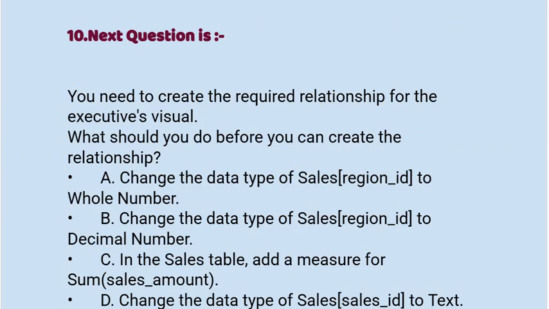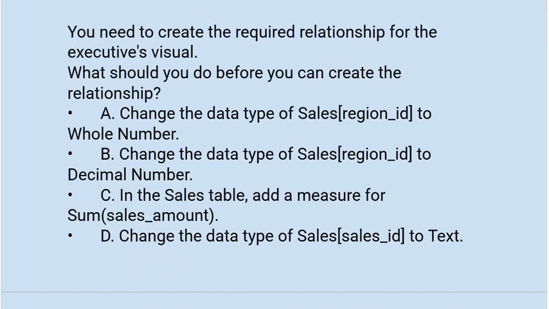Question is, you need to create the required relationship for the executives visual. What should you do before you can create the relationship? Option A, change the data type of cells[region_ID] to whole number. Option B, change the data type of cells[region_ID] to decimal number. Option C, in the cells table, add a measure for the sum of cells[cells_amount]. Option D, change the data type of cells[cells_ID] to text.